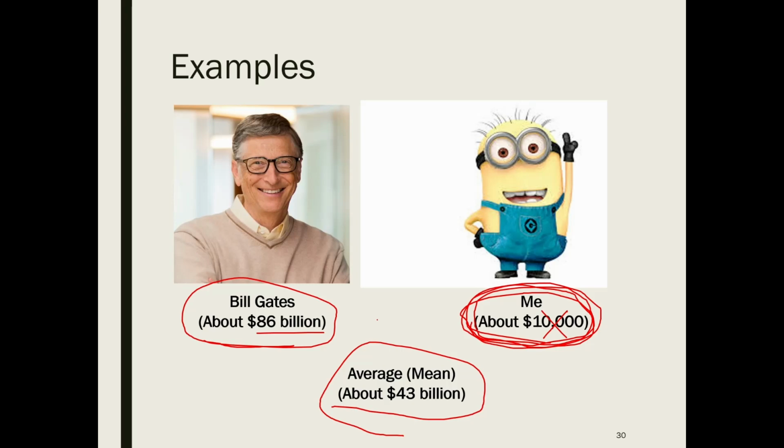Now the funny thing is that the extreme value is really defined by your perspective. For Bill Gates, I am the extreme small number, right? But from my perspective, Bill Gates is an extreme large number. So we both are extreme numbers to each other, right?